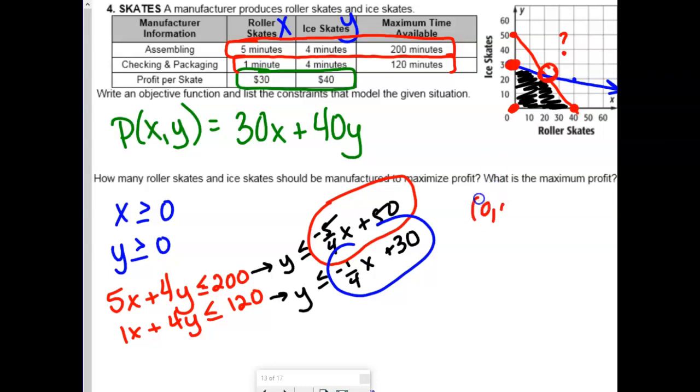All right, so (0, 0), (40, 0), and (0, 30). And then Daniel already figured out where that intersects. Good on him. I don't stand a chance of figuring out where those intersect without some algebra.